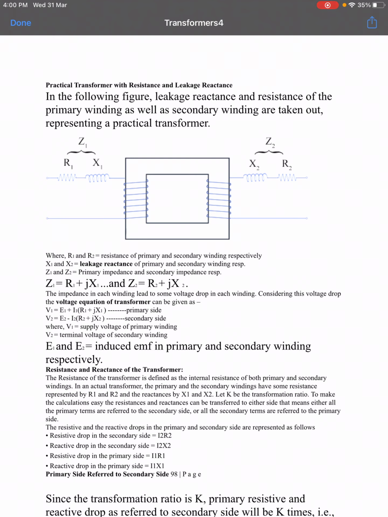R1 is the primary resistance, X1 is the primary leakage reactance, and Z1 is the primary side impedance. Similarly, Z2 is the secondary impedance, X2 is the secondary leakage reactance, and R2 is the secondary resistance.